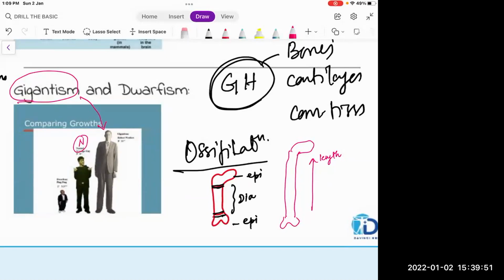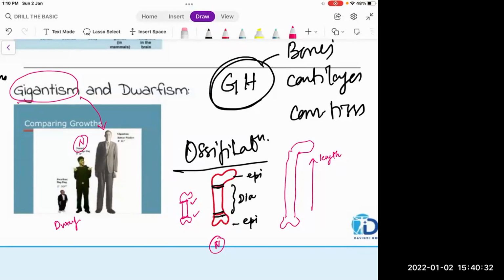And next one is dwarfism. Dwarfism is the condition when there is a deficiency of growth hormone before the fusion of epiphysis with the diaphysis. So instead of this normal length, the bone length will be very short. And there is no growth hormone, so the fusion also occurs. So after the fusion, there is no chance for an increase in the length of the bone, so the person will become a dwarf. But in case of dwarfism, the growth hormone deficiency is responsible only for shortening the length of the bones.